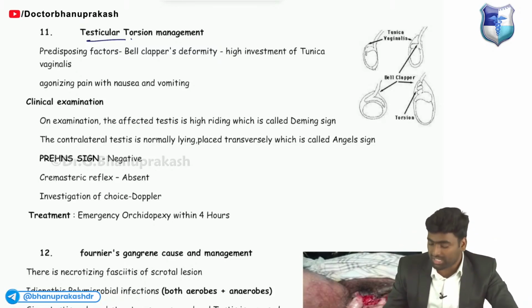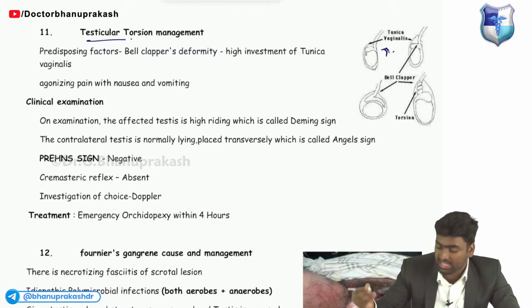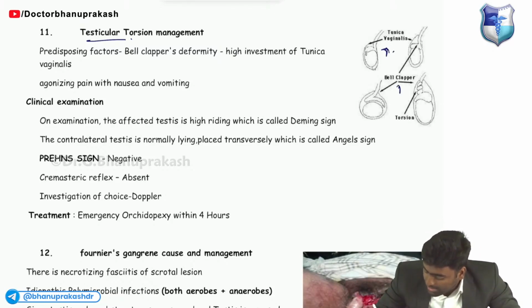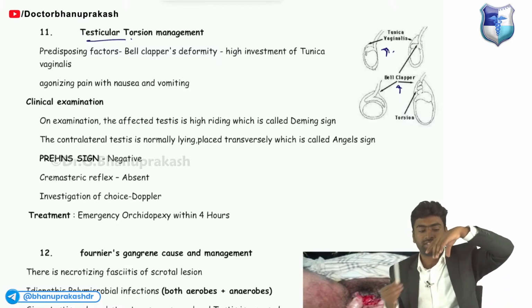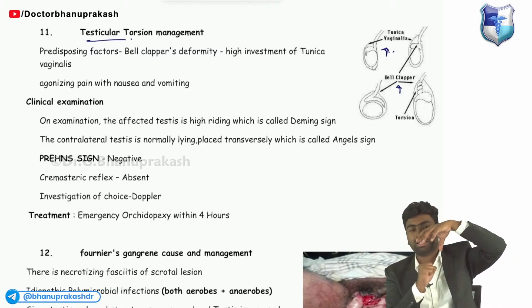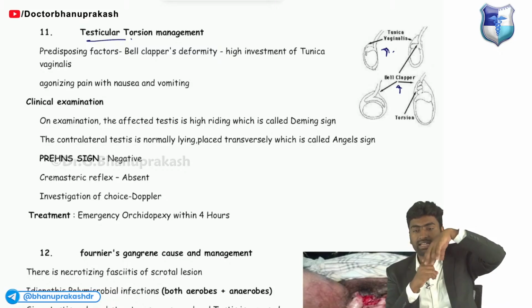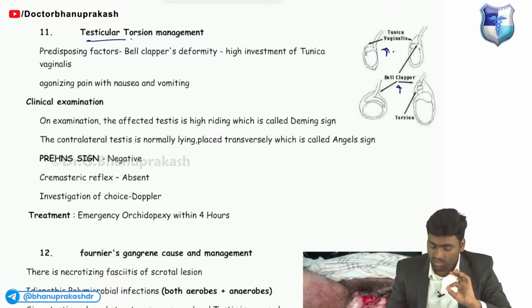One of the risk factors for this is the high insertion of the tunica vaginalis, which is known as bell clapper deformity. You know, in temples there will be a bell. Like that, here there will be the tunica vaginalis and here the testis, and it will be swinging like this. So it can undergo torsion. This is testicular torsion.